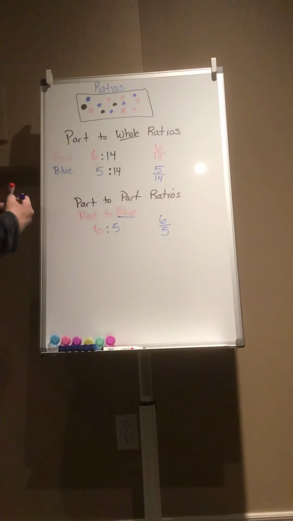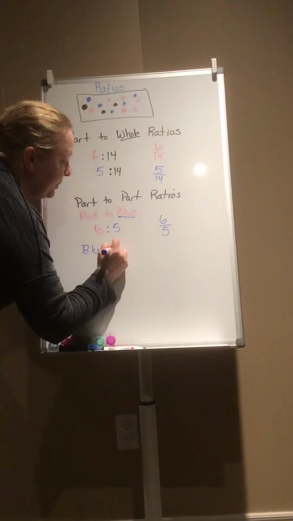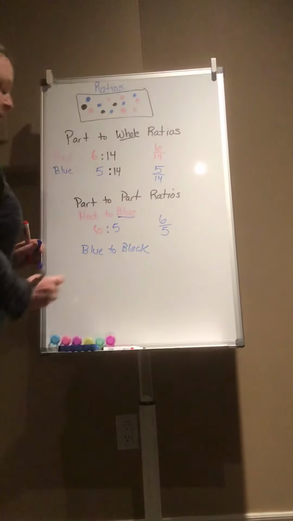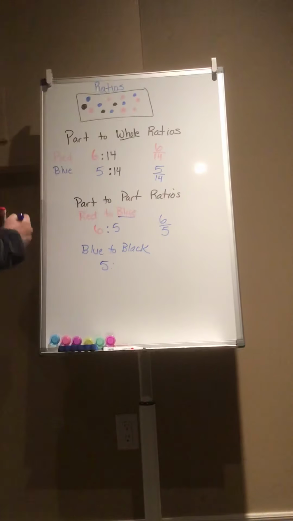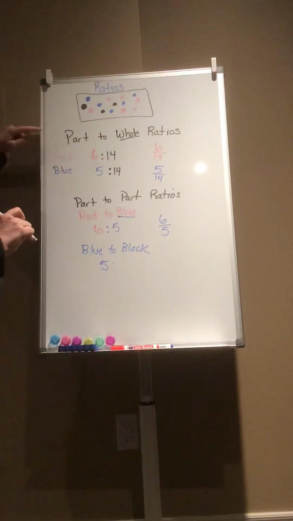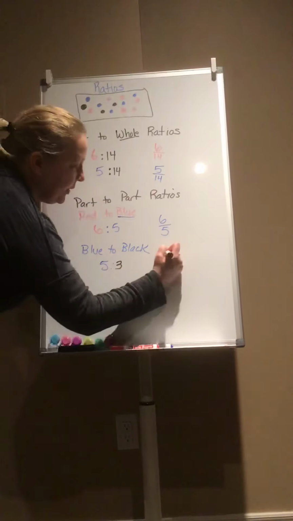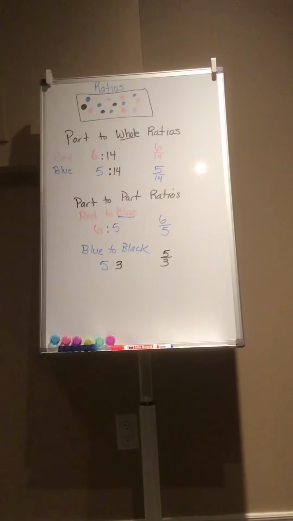If I wanted to do blue to black, again we have 5. And now we want to know how many black we have, which is 1, 2, 3. And we can write that fraction as 5 to 3.